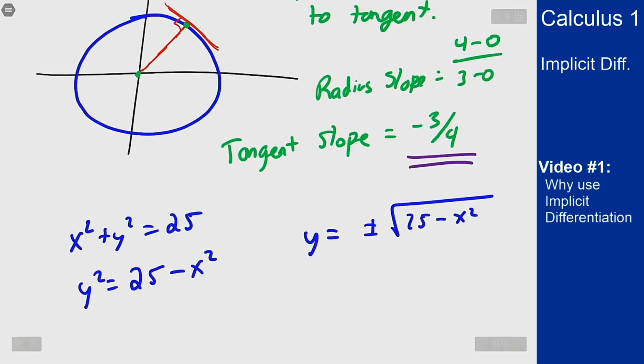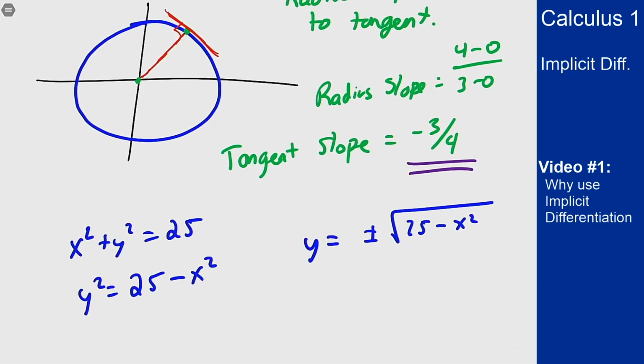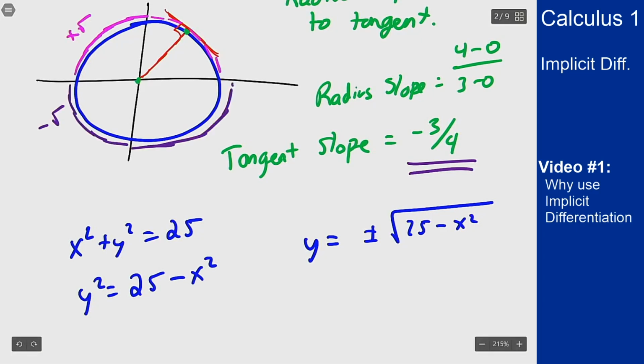Now in this case, I want the plus square root, not the minus, because the plus part traces out the top half of the curve, and the minus square root traces out the bottom half. The function I actually want here is the positive square root, so I'll get rid of the other.